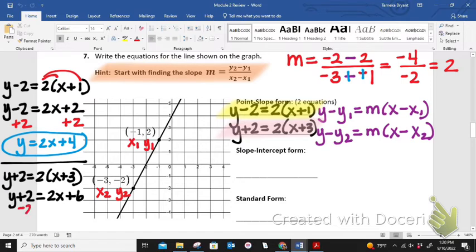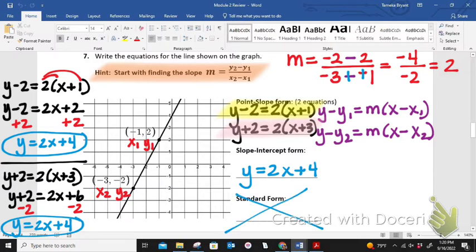Now you're subtracting 2, but notice that you get the same equation. So when you're doing this on the test tomorrow, it doesn't matter which one of these point slopes you use. You get the same equation, which is y equals 2x plus 4. Okay, so we're not going to focus on standard form because we actually eliminated that from our test. So the main two formats you need to know for tomorrow are point slope and slope intercept.